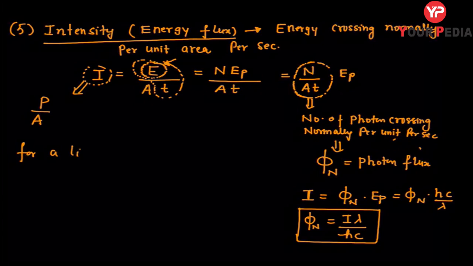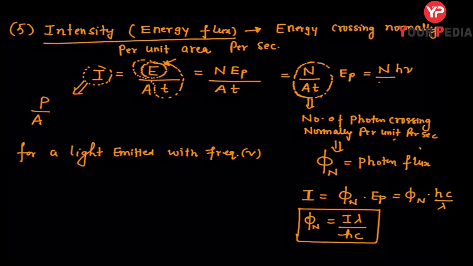Now a very important point here, student, is for light emitted with frequency nu or wavelength lambda, how can I increase its intensity? How can I increase its intensity? See, one thing from here, it can be written as n h nu upon AT. Fine. So you can see intensity also depends upon the number of photons and frequency.